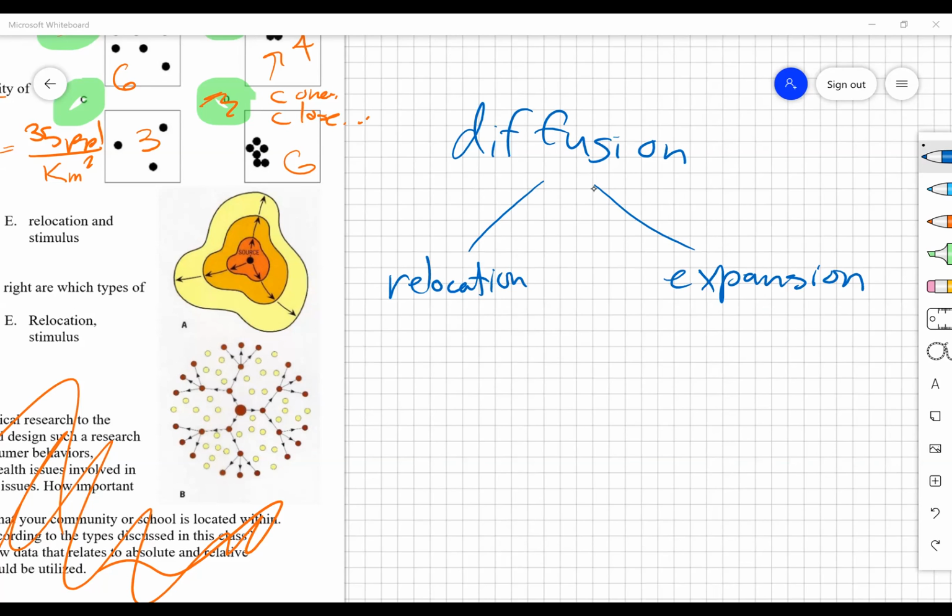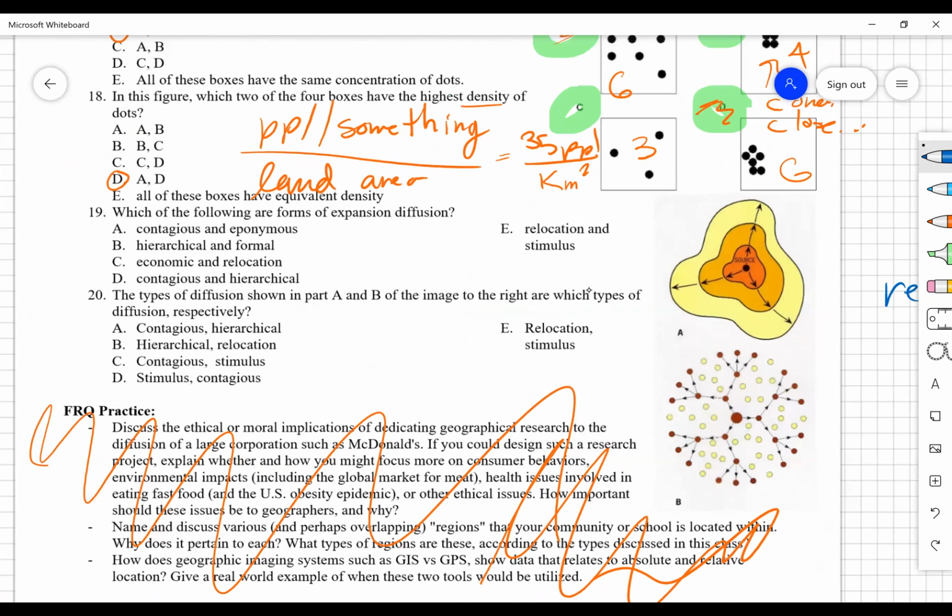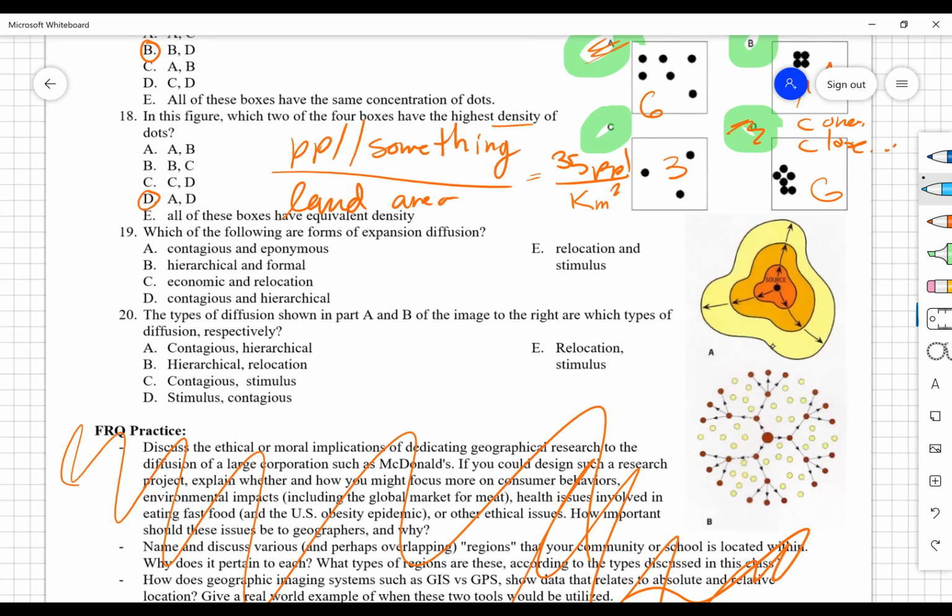So I'm going to check the chat, see if we have any answers yet. Oh, let me show you the answer choices, sorry. So which of the following are forms of expansion diffusion? I'll give you a second to think. Okay, so let's see what I have in the chat. So I have the answers D and B. Okay, so let's just start eliminating. So let's talk about this for a second.